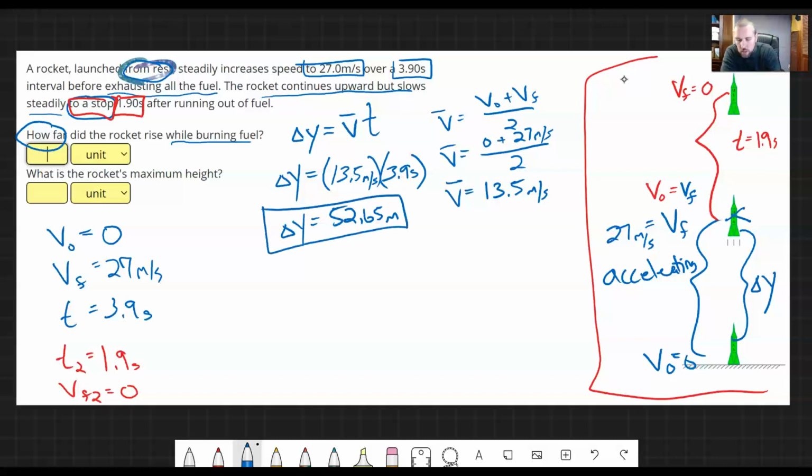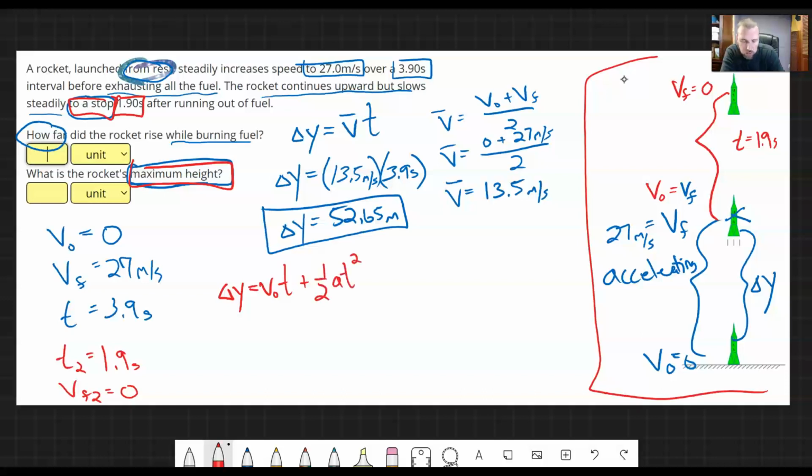So what is the rocket's maximum height? That means I need to look at that red section, the part where it runs out of fuel. So delta y2, the second one, I can still do average velocity times t, but I'm actually going to calculate the acceleration this time, just so we see two different ways of doing it. Because we also have a displacement equation that goes initial velocity times time plus 1/2 a t squared.